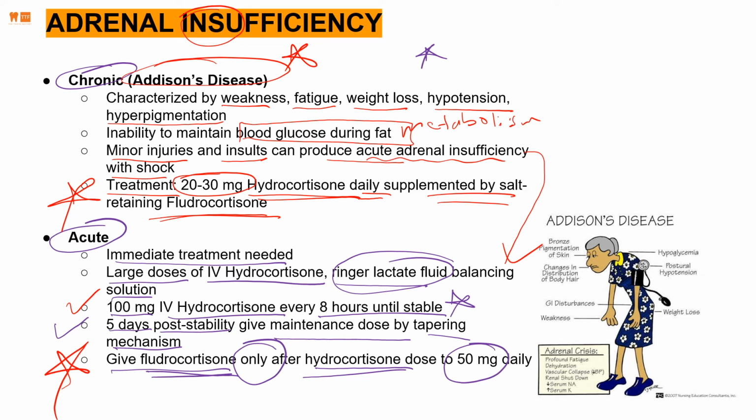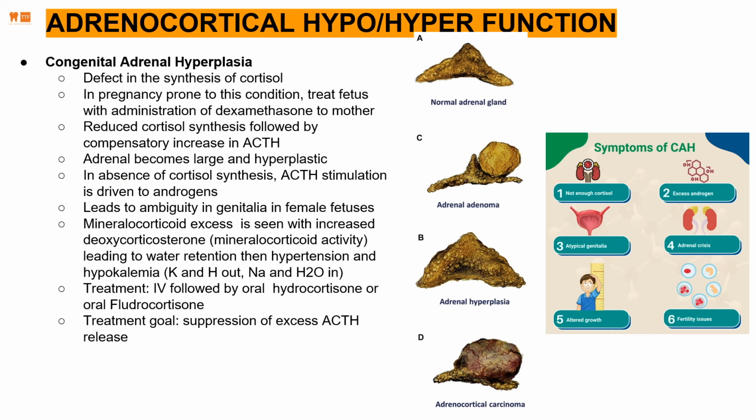Okay, Addison's disease, bronze pigmentation of the skin. Key point. We'll talk about it in our oral pathology series. There's hypoglycemia, postural hypotension, changes in body hair distribution, GI issues, weight loss, weakness, right? Adrenal crisis has profound fatigue, dehydration, decrease in blood pressure, renal system shutdown, decrease in sodium, and increase in potassium. It's the exact opposite. Therefore, we need to switch it around. Hence, we need fludrocortisone. Fair enough? Perfect.